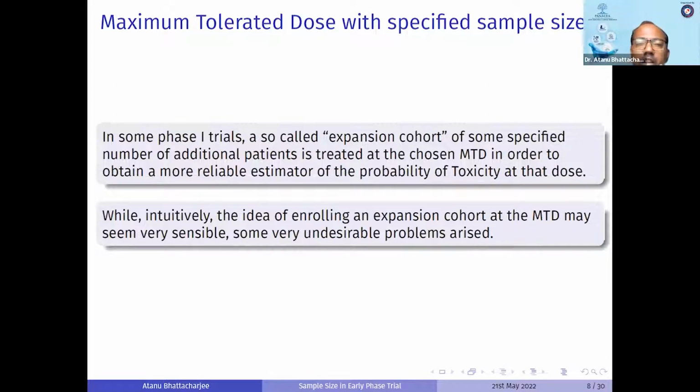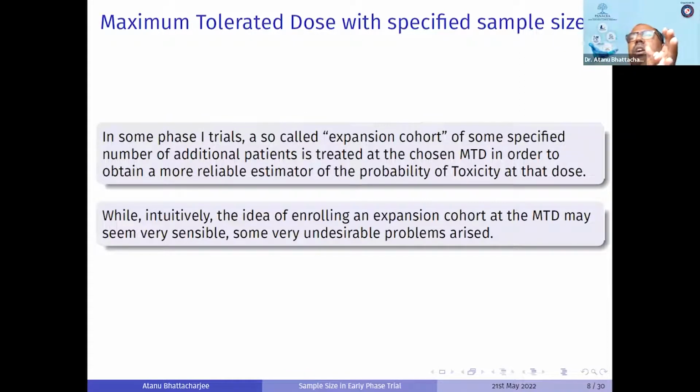So a phase 1 trial is also called an expansion of the cohort of some specified number of additional patients in the treated group chosen as the MTD, in order to obtain a more reliable estimator of the probability of toxicity at that dose. So basically, it's an ongoing process. You don't need to specify the sample size. You start with some value, with 1, 2, 3 patients, and keep on going and try to find out.